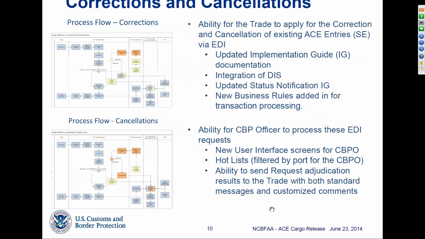Okay, corrections and cancellations. Give you time. You can look at the nice little flow charts. They are very good. But the basic is this. Sometimes you put an entry in and find that there are corrections needed. Today, it's been pen and ink change. You take it to the office. CBP will make adjustments that they have to make. And there you go.